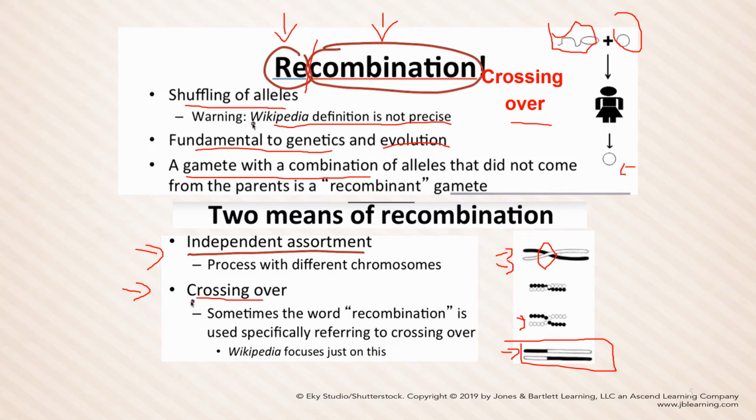So just from this, I want you to remember that recombination is very important for genetics and evolution. I want you to think that there are two ways of shuffling alleles and genes. One is independent assortment, the second one is crossing over. And in crossing over, you take a piece of a chromosome and another piece of a chromosome, and you have specialized enzymes and specific regions that allow this to happen without losing information.